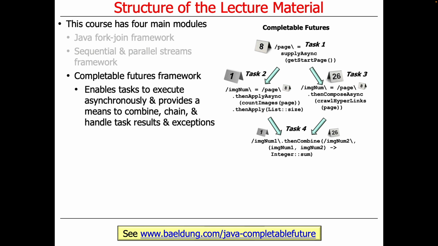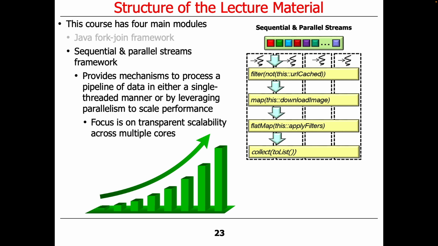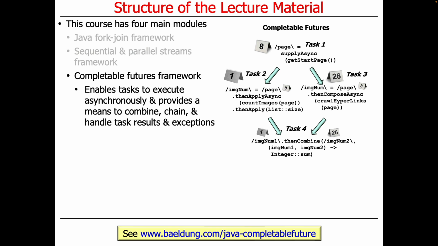The next topic we're going to cover is the completable futures framework, which enables tasks to execute asynchronously, and it provides a means to combine, chain, and handle task results and exceptions that occur in tasks. Unlike parallel and sequential streams, which is a fairly intuitive, synchronous model, the completable futures model is quite a bit different. The patterns are quite different. It's all about asynchronous processing. And so most people don't have a lot of experience with this unless you've done a lot of asynchronous programming with, say, JavaScript and promises and so on.